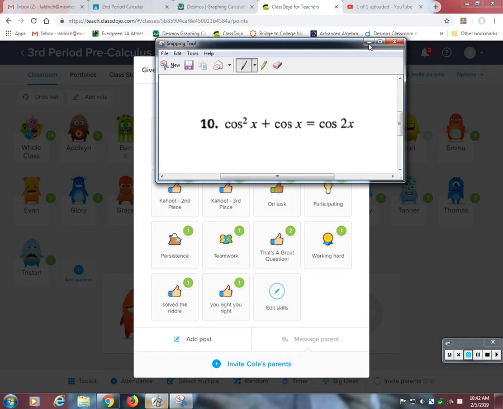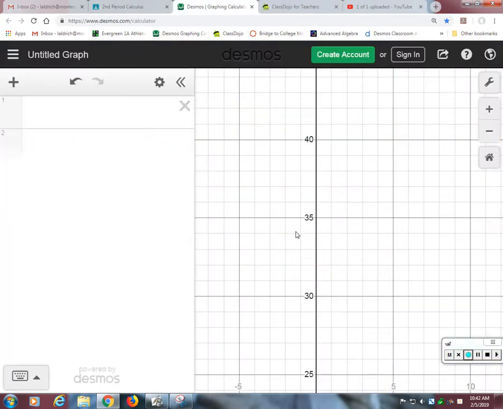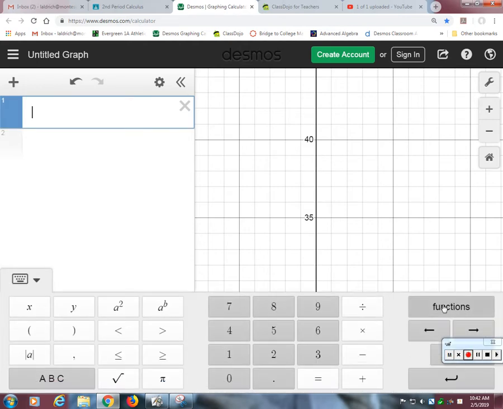So on the calculator, I'm just going to go inverse cosine of 1 plus square root of 5, divided by 2, right?